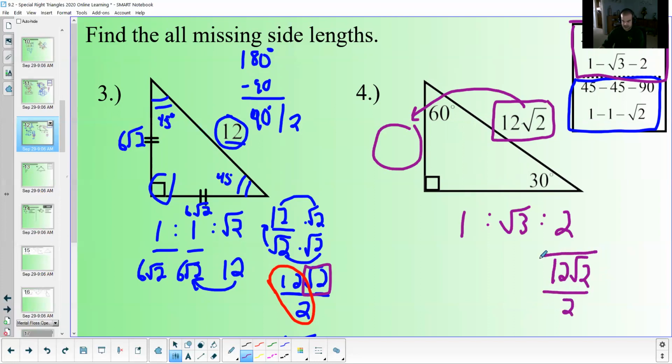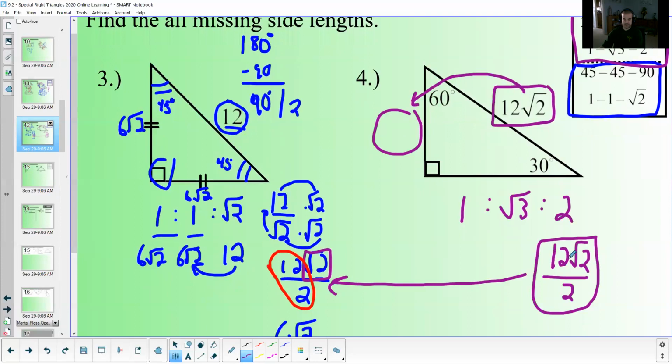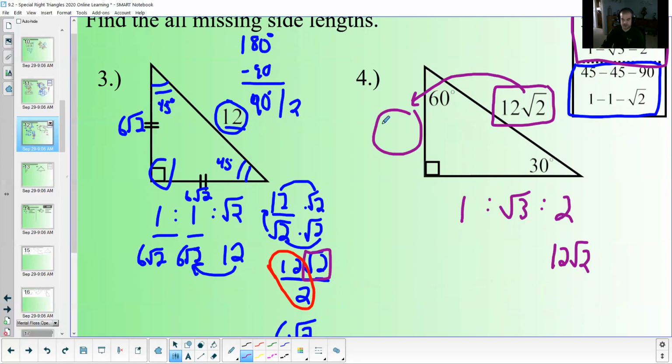And interestingly enough, we already had this particular number right here on number 3. We had 12 root 2 divided by 2, and we said that we can't touch the radical, but we can simplify the numbers that are out in front. So 12 root 2 divided by 2 is actually 6 root 2. So that 6 root 2 is the shortest of the three sides and the side across from the 30.